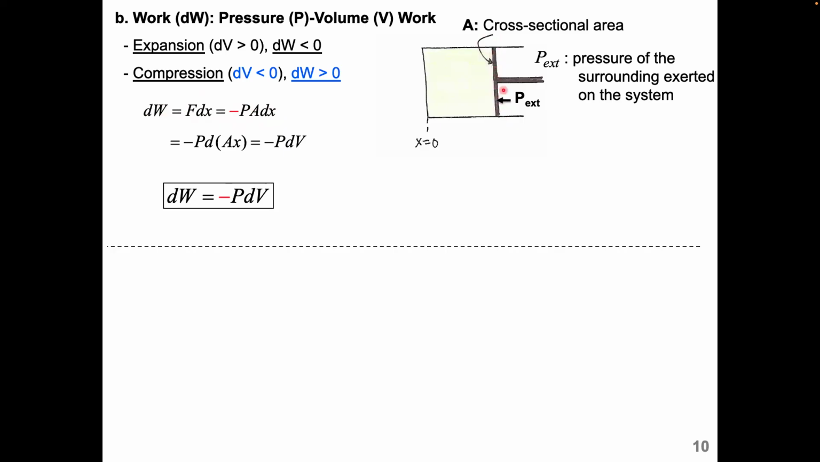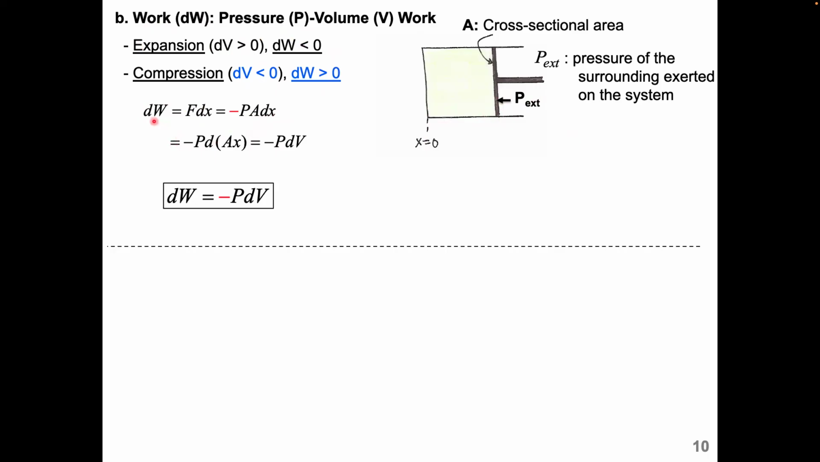Pressure times cross-section area gives you the force, right? And then since dW, again, if dV is positive, then dx is positive. X is 0 here, then x is moving this way. So dx is positive, but in order for your dW to be negative for the expansion process, we need to put a minus sign in the front, right? So dW is going to be minus PA dx, okay?